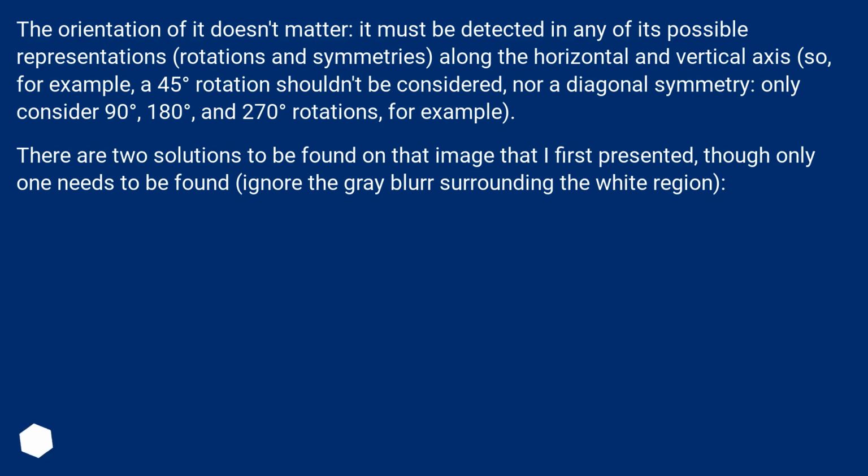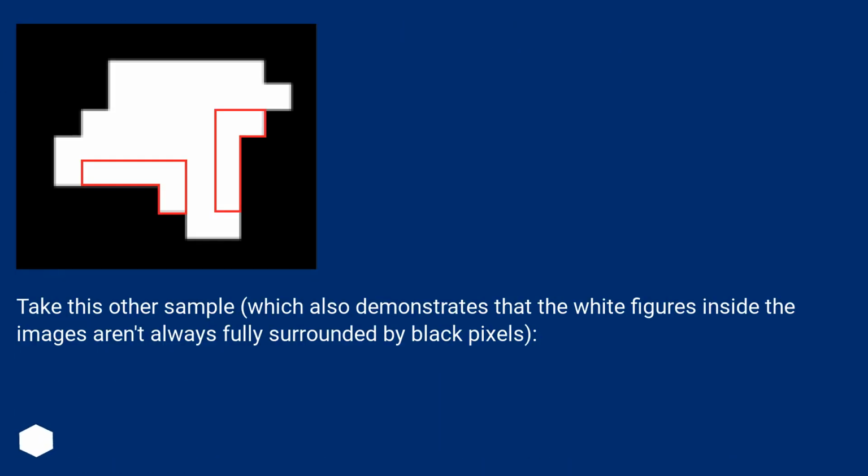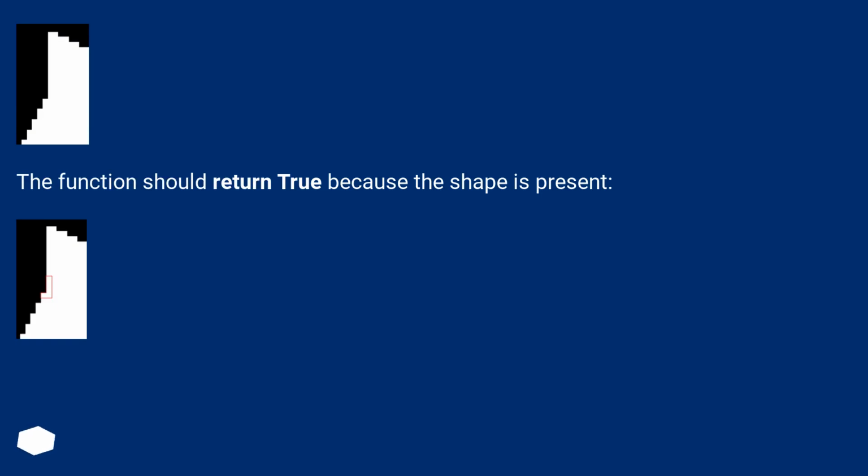There are two solutions to be found on that image that I first presented, though only one needs to be found. Ignore the gray blur surrounding the white region. Take this other sample, which also demonstrates that the white figures inside the images aren't always fully surrounded by black pixels. The function should return true because the shape is present.